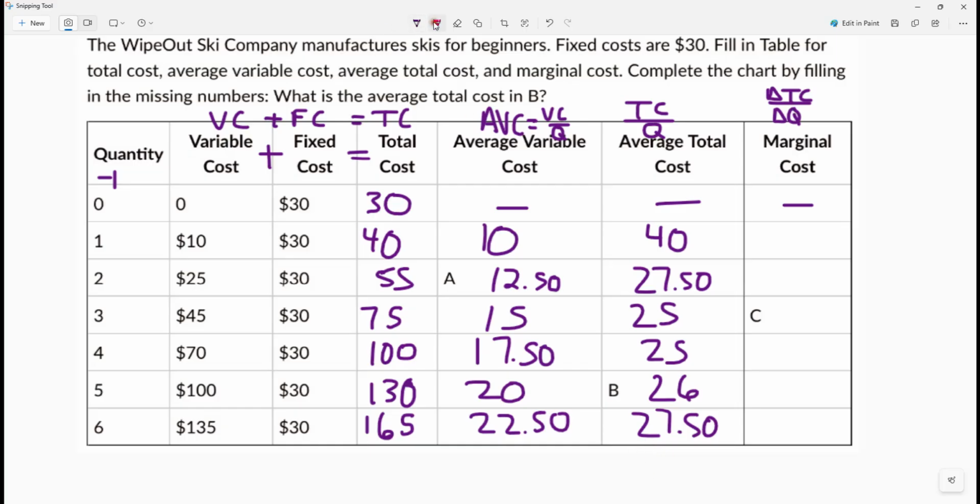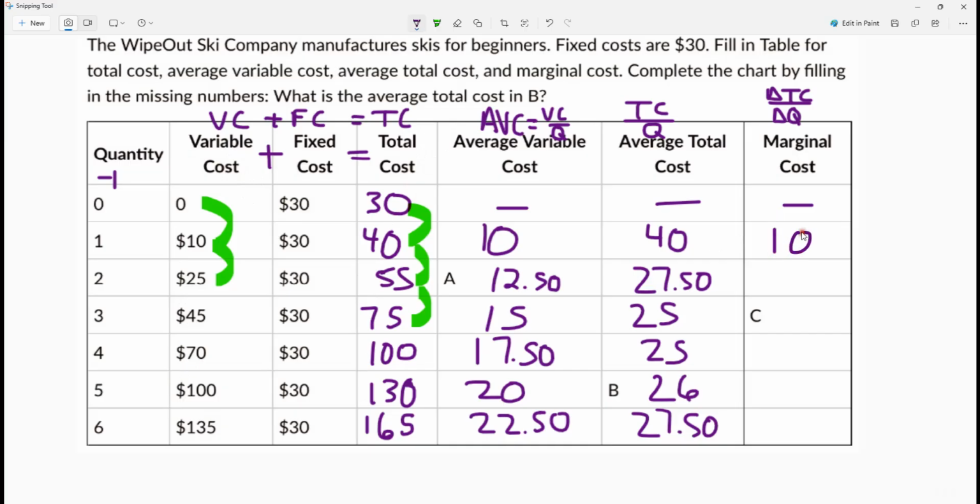Marginal cost, I'm going to look at the change in total cost. So it's the change from here to here, from here to here, from here to here. Now watch this. If we go from 30 to 40, that's an increase of 10. If we go from 0 to 10, that's also an increase of 10. If I go from 40 to 55, that's an increase of 15. 10 to 25 is an increase of 15. So it actually doesn't matter whether you're looking at the variable cost or the total cost, because it's the variable cost that causes the total cost to change.